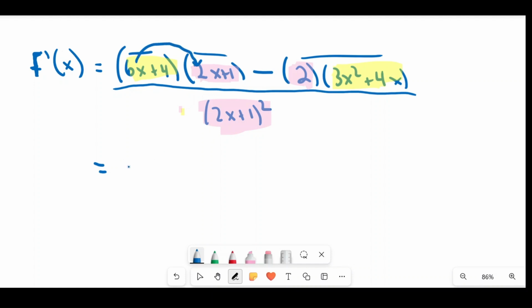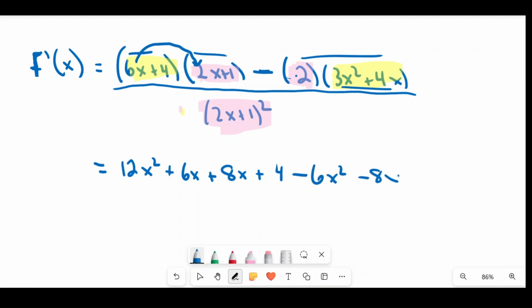So I'm going to do FOIL. I don't need to go through every step. You're here. This is calculus. So 6x times 2x plus 6x times 1 plus 4 times 2x plus 4 times 1. And then over here, negative 2 multiplied into that bracket is negative 6x squared minus 8x. And then I can't forget that there is a denominator. Even though I'm not doing anything with it, it would be wrong to stop writing it.